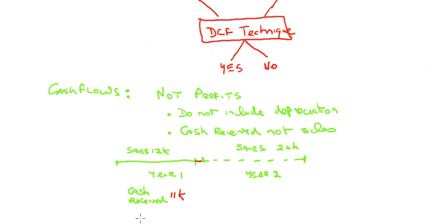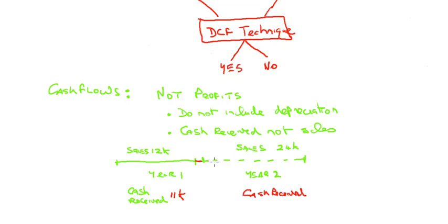The cash received will be 11,000. So how do we get that? It's just the sales of 12,000 minus the 1 month's sales, which we won't receive in that particular year. And if we go on to the cash received in year 2, how are we going to calculate that?